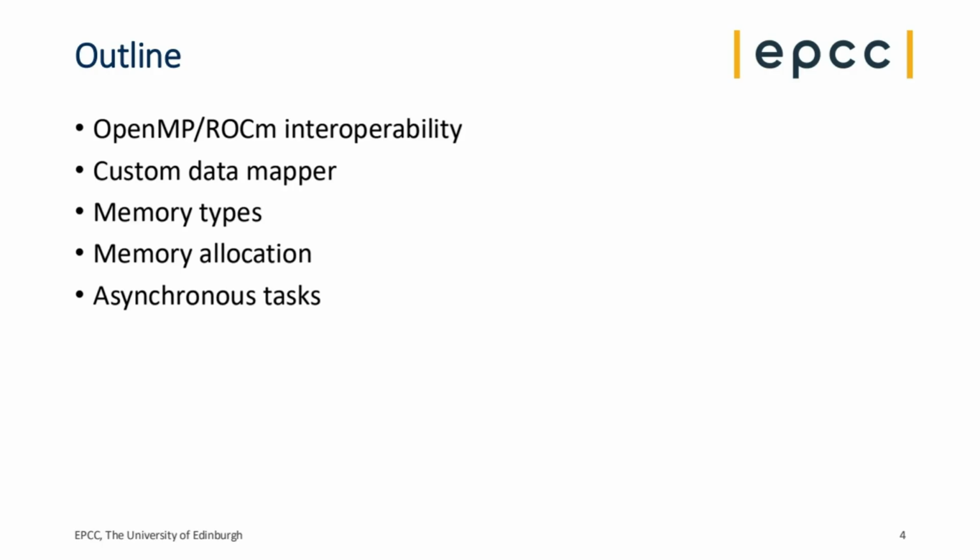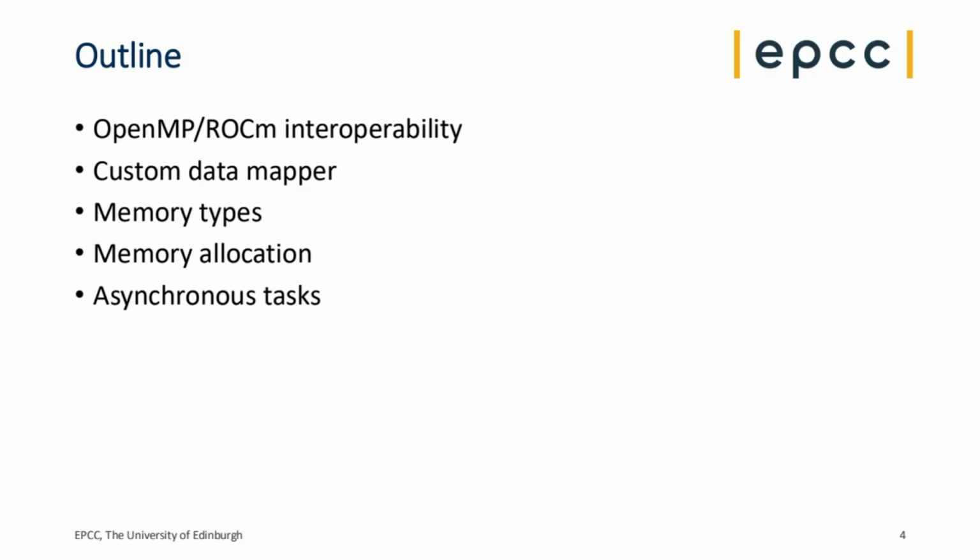So we're going to cover a number of areas. We're going to look at OpenMP and ROCm interoperability. ROCm is AMD's suite of software that enables you to use their GPUs. It will include things like compilers and debuggers and profilers, as well as libraries for doing operations that are typical to science code, so linear algebra, fast Fourier transforms, things like that. And ROCm also has inside it its programming model known as HIP.